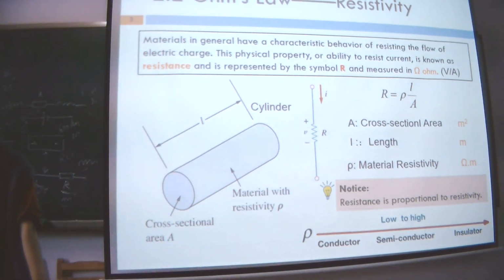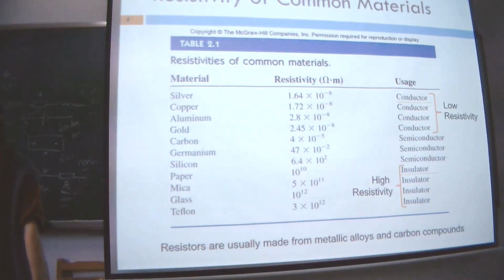Rho is the material resistivity, and the value ranges from low to high. If the resistivity is low, we say it is a conductor. If it is high, we say it's insulating. And if it's not high or not low, it's a semiconductor. We have learned it before, right?